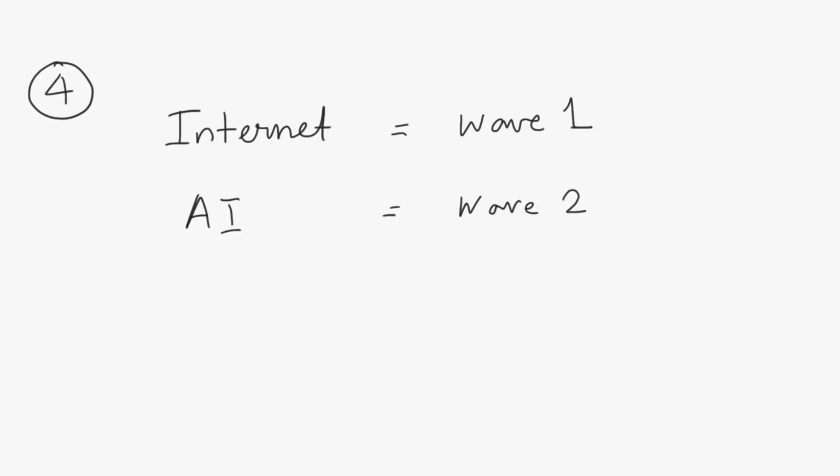Number four, I believe the internet was the first wave and AI is the second wave. So if the kids are part of this wave, it's natural for them to ride that wave and they have a huge advantage going forward.